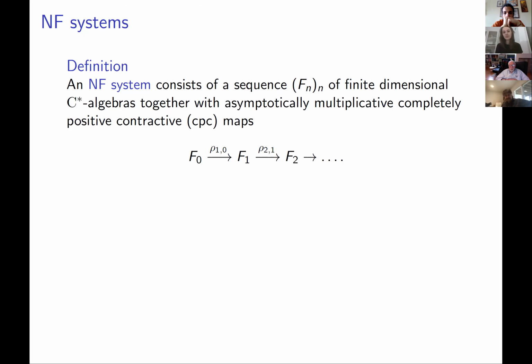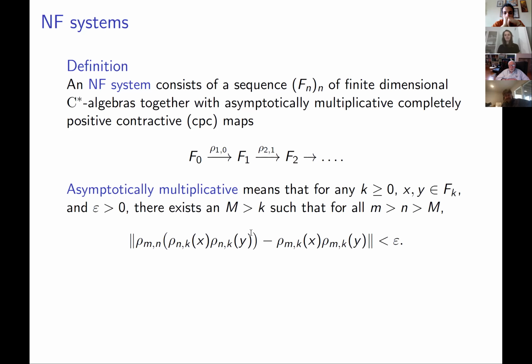So what does asymptotically multiplicative mean? It means this super technical definition, and this is the only time I'm going to expose you to one of these asymptotically-blank definitions in the talk, but it's good to look under the hood at least once. What this says is that if I take any F_k in the sequence, any C-star algebra in the sequence, and I take two elements x and y in F_k and some tolerance epsilon, then if I go far enough down along the sequence and I look at the image of x in the nth term, and the image of y in the nth term, if I multiply them there, and then apply the next round of maps, that's really, really close to multiplying rho_mk of x with rho_mk of y.